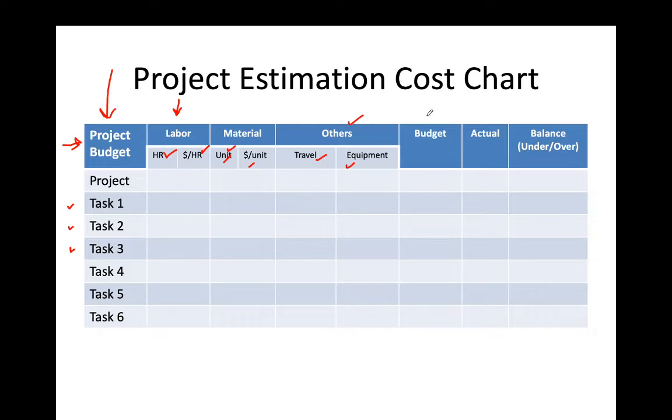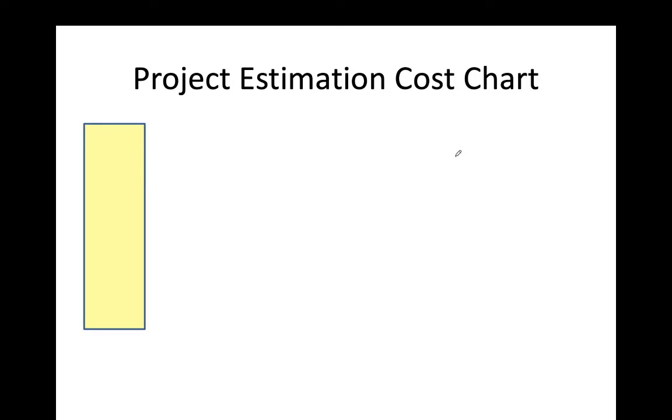Now this column is the budget. Here we will mention how much budget we have, and this is the actual, meaning how much the actual expense or estimated cost is. In the end we will check whether our actual cost is under the budget or over the budget. So this is the layout of the chart. So let's start.